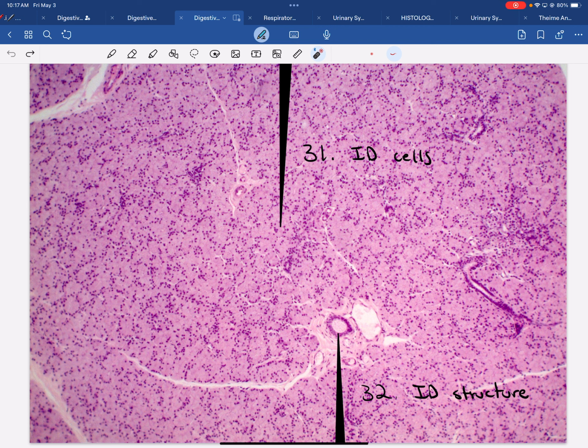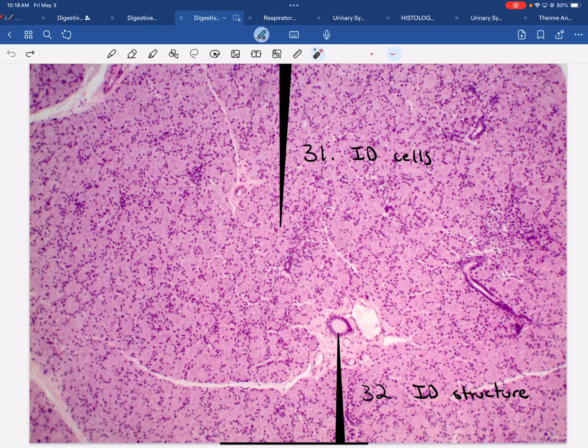Right, the islets. Where are the islets? What do the islets look like? They're lighter. Is there anything on here that looks especially lighter, other than the actual white spaces and cracks? I was thinking number 32, but 32 looks more like a gland. This looks pretty homogeneous to me.